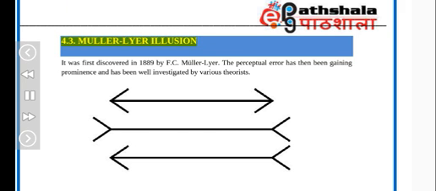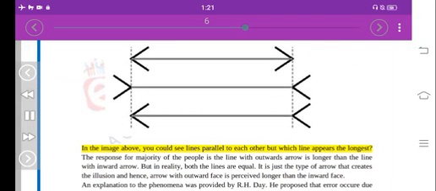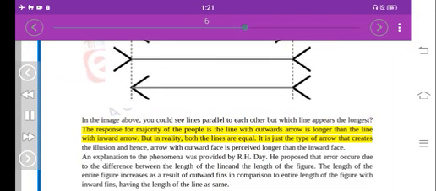4.3 Muller-Lyer illusion. It was first discovered in 1889 by F. C. Muller-Lyer. The perceptual error has since gained prominence and has been well investigated by various theorists. In the image above, you could see lines parallel to each other, but which line appears the longest? The response of the majority of people is that the line with outward arrows is longer than the line with inward arrows. But in reality, both lines are equal. It is just the type of arrow that creates the illusion, and hence the arrow with the outward face is perceived as longer than the inward face.